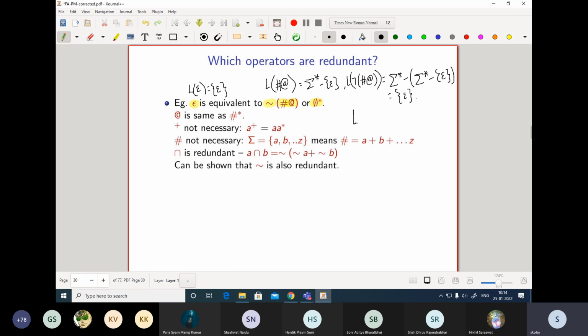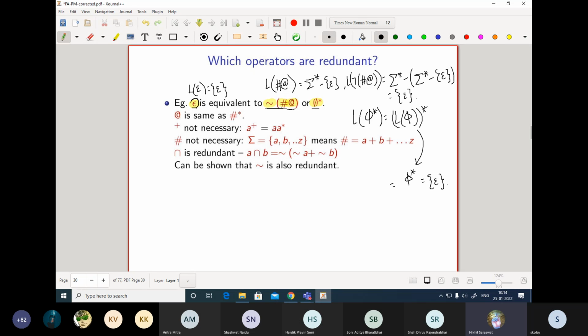And what about null star? This would be L of null whole star. L of null by definition we know is the null set itself. So what is null star? Epsilon. Right. A set containing nothing, star, is just the empty string epsilon. So all these three patterns are equivalent. So epsilon itself can be expressed using other symbols from sigma dagger. Therefore, epsilon is redundant.